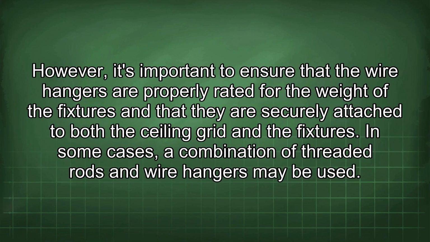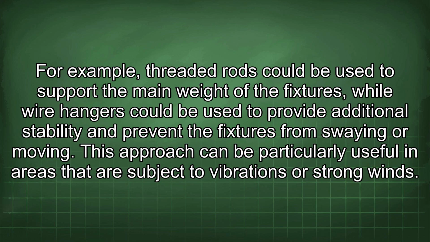However, it's important to ensure that the wire hangers are properly rated for the weight of the fixtures and that they are securely attached to both the ceiling grid and the fixtures. In some cases, a combination of threaded rods and wire hangers may be used. For example, threaded rods could be used to support the main weight of the fixtures, while wire hangers could be used to provide additional stability and prevent the fixtures from swaying or moving. This approach can be particularly useful in areas that are subject to vibrations or strong winds.